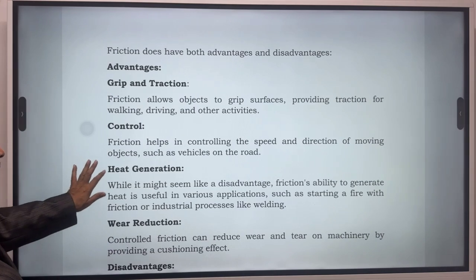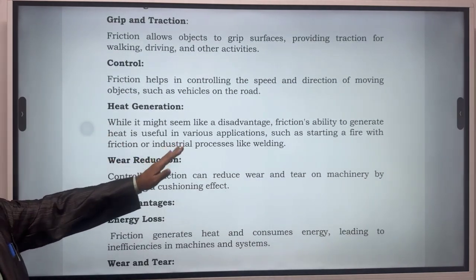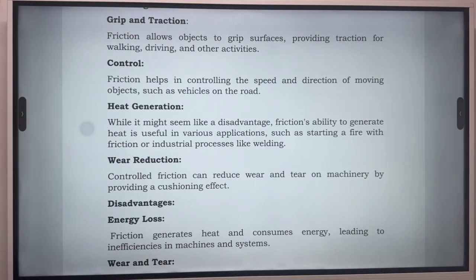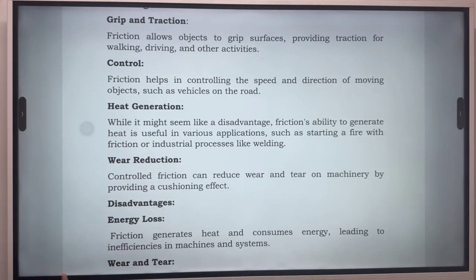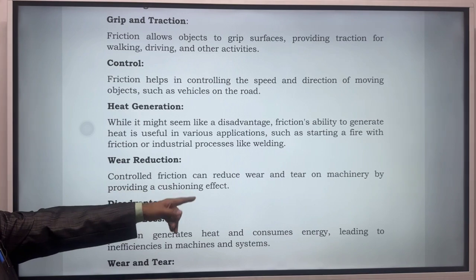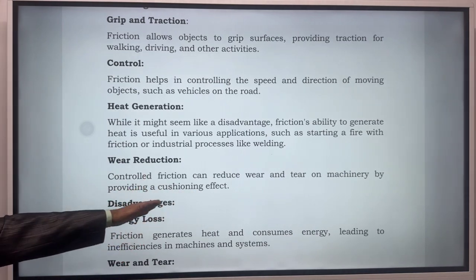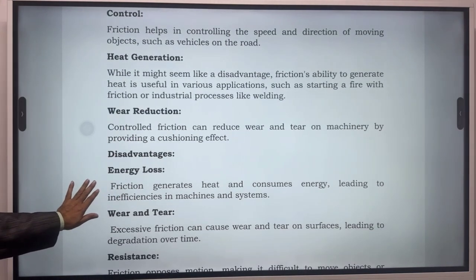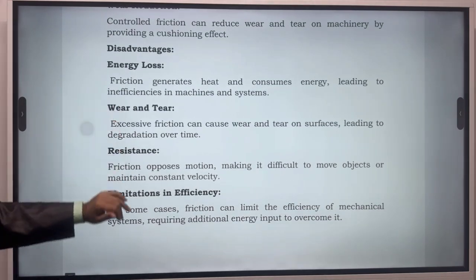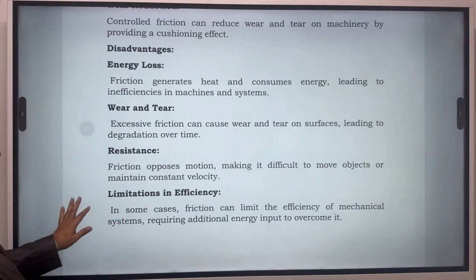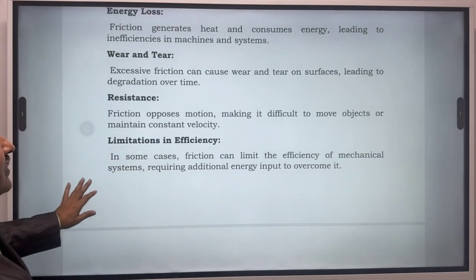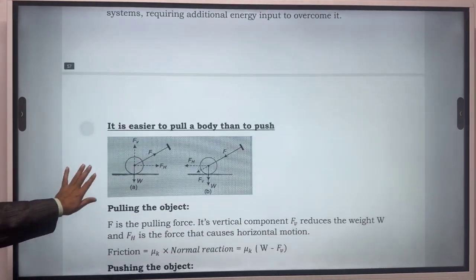Heat generation. This is a negative effect. While it might seem like a disadvantage, friction's ability to generate heat is useful in various applications. Positive effect is also there, negative effect is also there. When machine parts rub against each other, heat is developed, so that is wastage of energy. Wear reduction: controlled friction can reduce wear and tear on machinery, providing a cushioning effect. Now, disadvantages: energy loss, wear and tear, then resistance in motion. Limitation in efficiency is also there. That is also one factor.